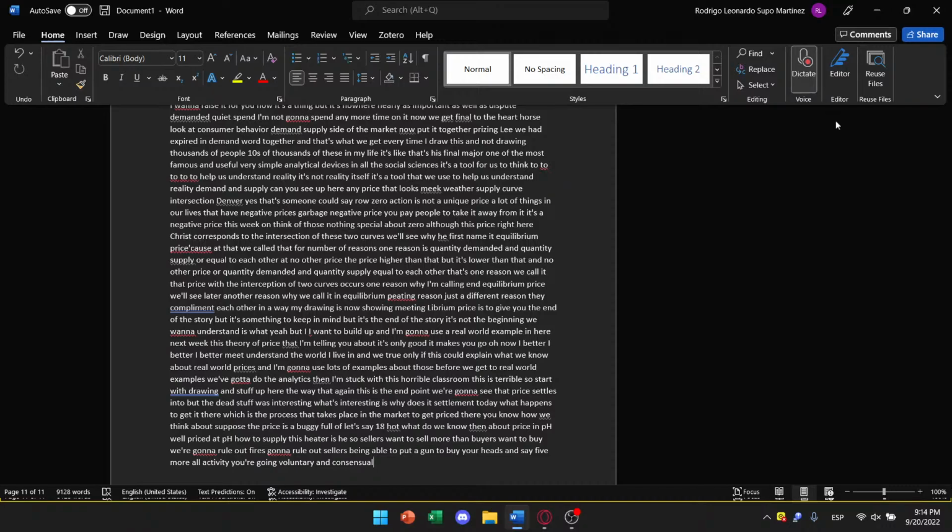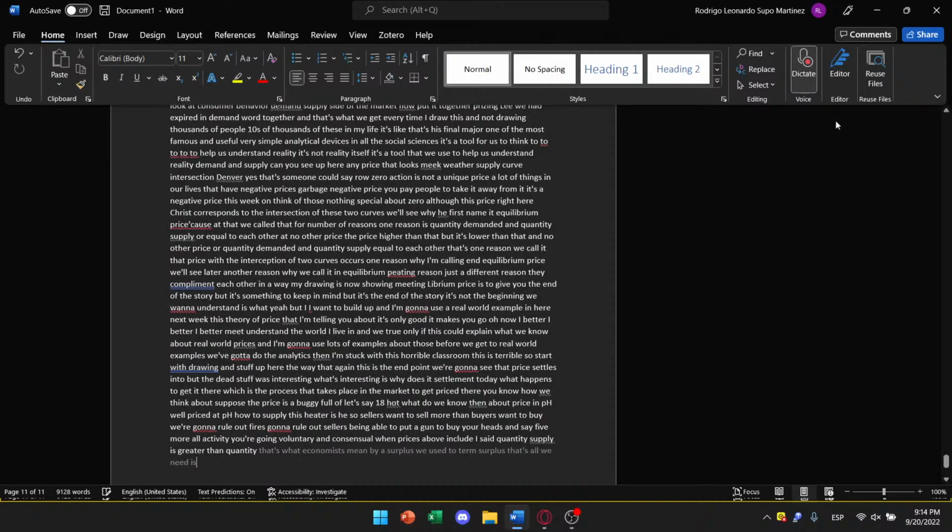When price is above equilibrium, as I said, quantity supplied is greater than quantity demanded. That's what economists mean by a surplus. When we use the term surplus, that's all we mean. It's the excess of quantity supplied over quantity demanded, brought about by price being above equilibrium. So at price PH, the difference between quantity supplied and quantity demanded is a surplus.